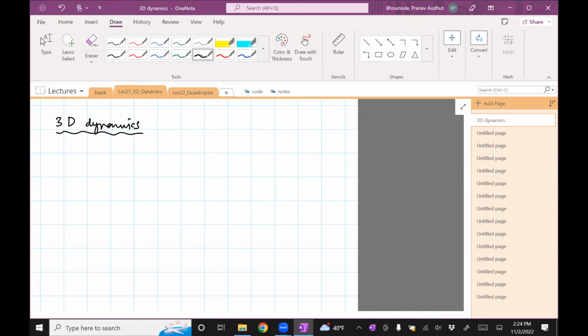Okay, so we'll consider the simple problem of describing the movement of a three-dimensional object like a cuboid.